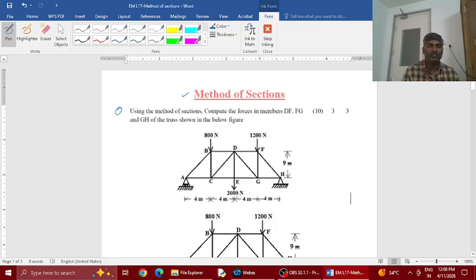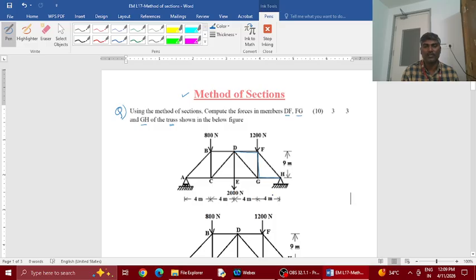Yeah, this is the question. Let's go through the question. Using the method of sections, compute the forces in members DF, FG, and GH. These three member forces we want in the truss shown below. So you see DF is the top chord member, this one. FG is vertical member. GH is this bottom chord member. Okay, you need these three member forces.